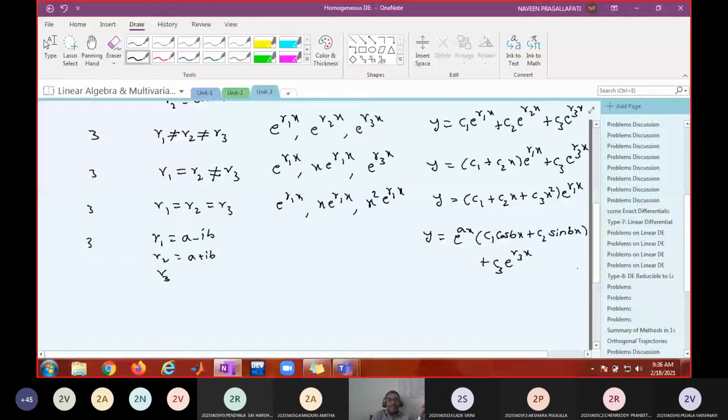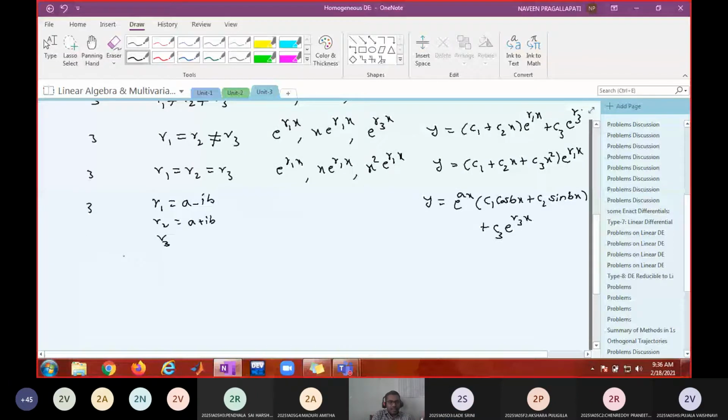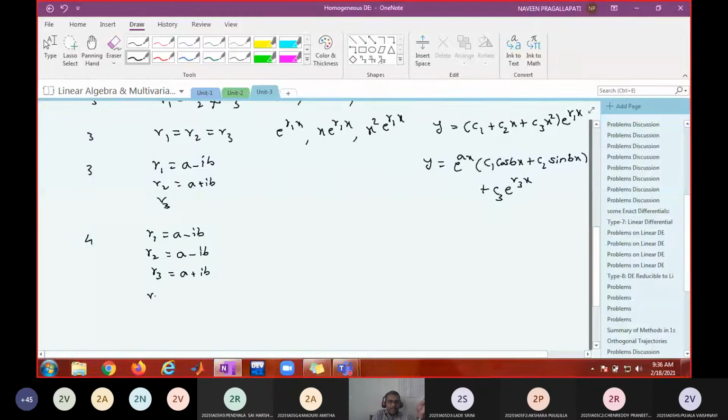Yes, sir. In a similar way, you can write for fourth order, fifth order, and so on. I'll just write only one case for fourth order, where roots are complex conjugates and repeating. Let us say R1 equal to A minus IB, R2 is also equal to A minus IB, R3 equal to A plus IB, and R4 is A plus IB.